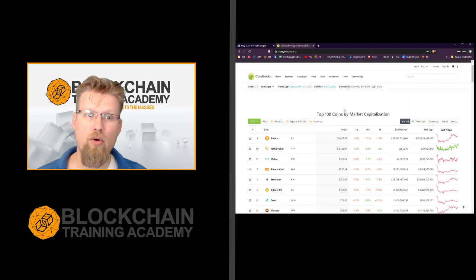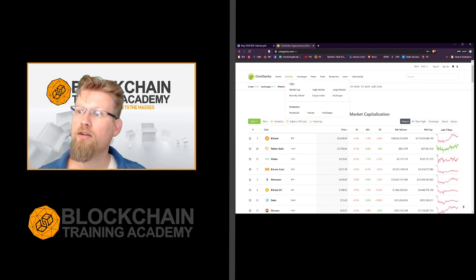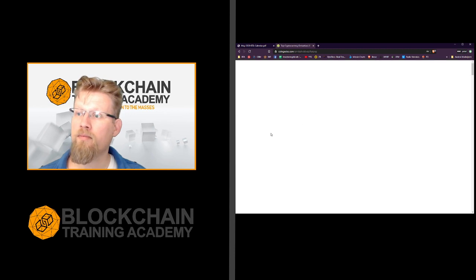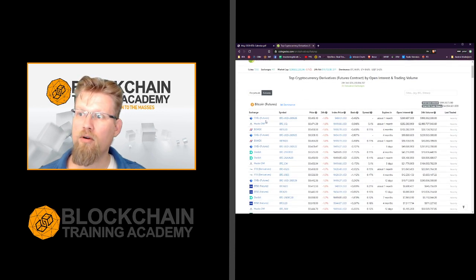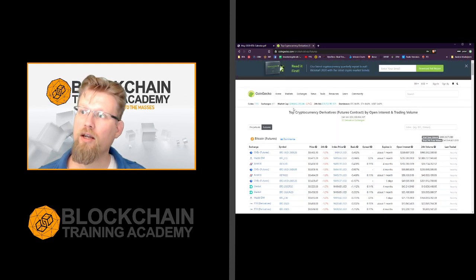But it's much more you can find on CoinGecko. For example, here you can see also the derivatives of the cryptos. So for example, the futures. There's an overview here of, for example, the OK futures, Huobi futures. There's also all kinds of interesting trading information if you're into that.